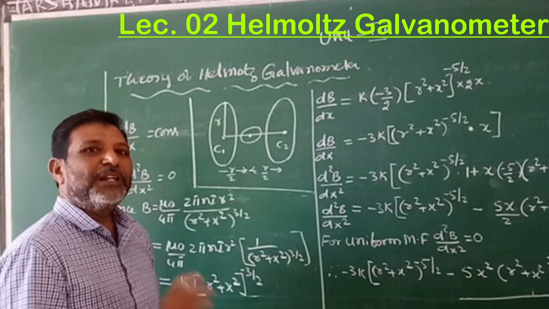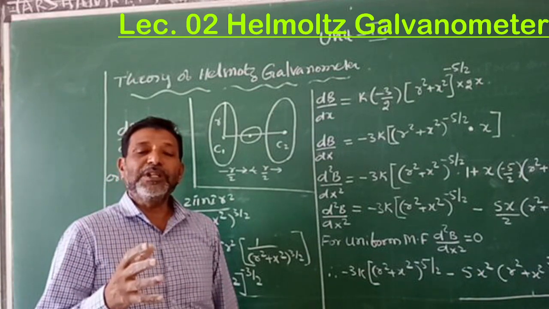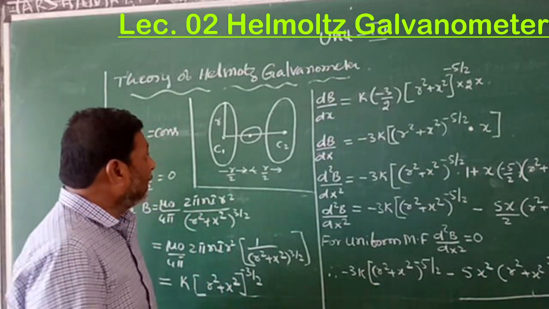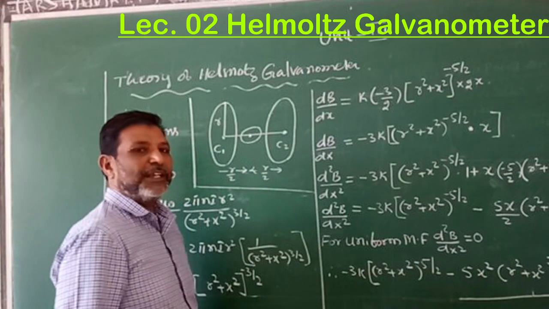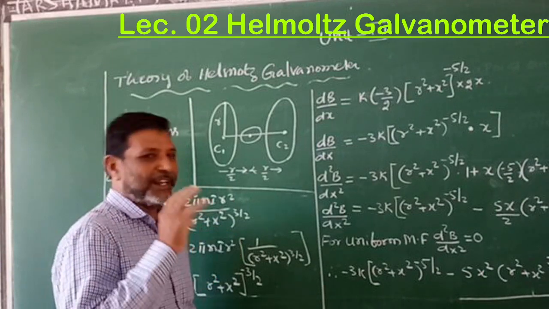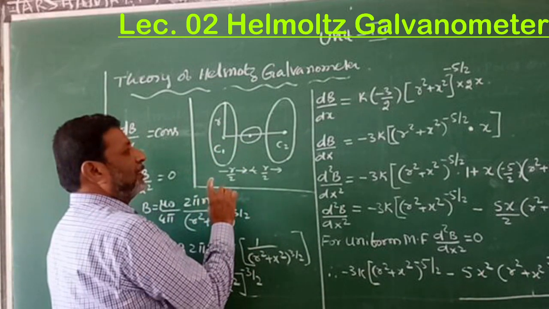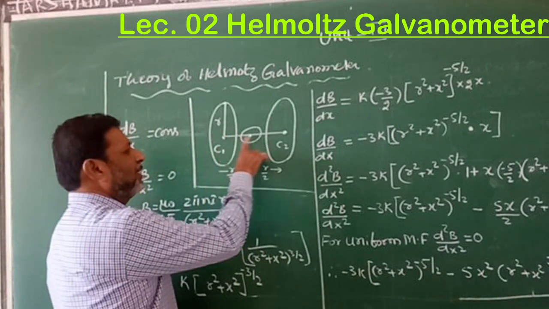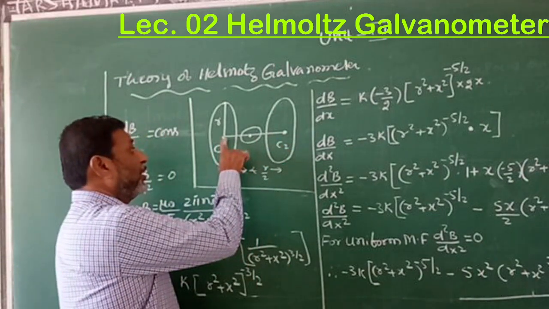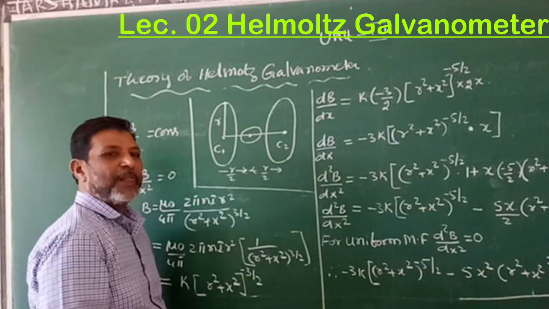Now, one interesting thing: in this Helmholtz galvanometer, how does the field due to the flow of current remain uniform? Let us try to understand. Since these two coils are connected in series, the magnetic field at any point due to the two coils is in the same direction. At any point you take on the axis of these two coils, there are two magnetic fields active: one due to the first coil C1, another due to the second coil C2.